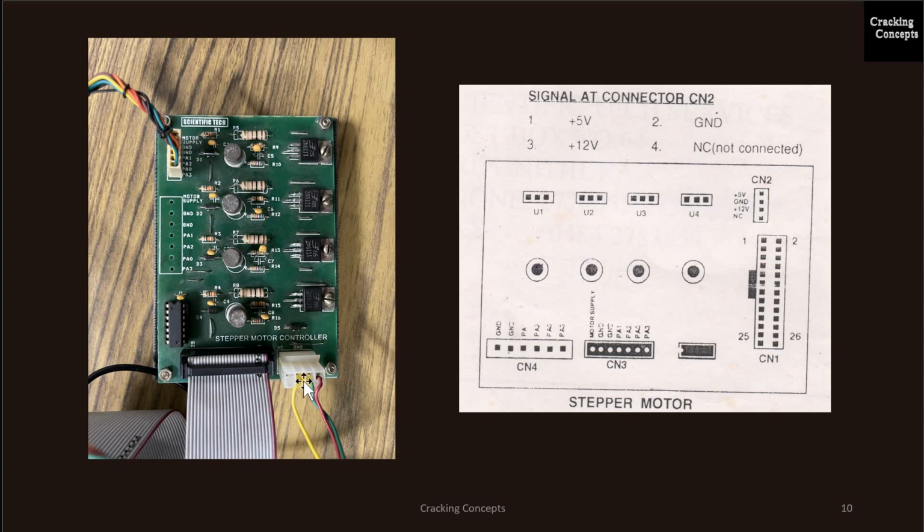And in case of CN2, this connection, it has 5 volt, 12 volt, ground and now connection. Now the other end of this cable is connected to the corresponding port in the 8086 trainer kit. Now looking into CN1, this is a bus connecting the controller to corresponding pin in 8086 trainer kit. Now CN3 is not used here. We are concerned about CN4. Now that is the connection through which the data is fed into the controller.